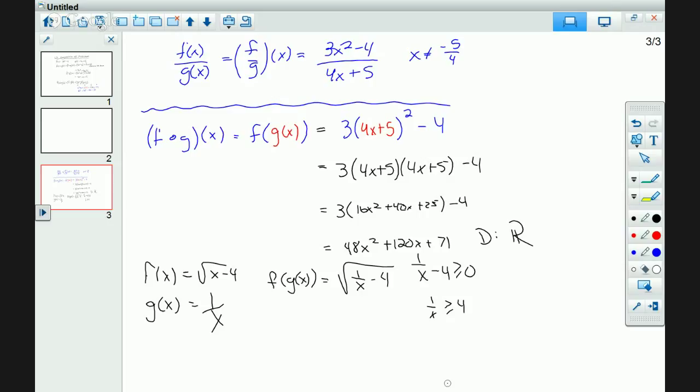If I multiply by 1, I get that output again. We have to move the big denominator. That way it counts. So 1 is greater than or equal to 4x. And then we can divide. So we get 1/4.